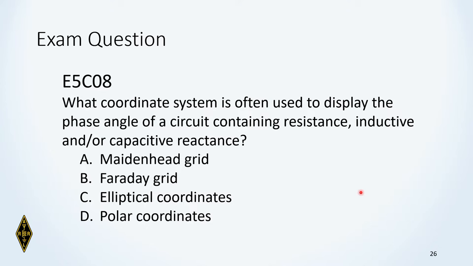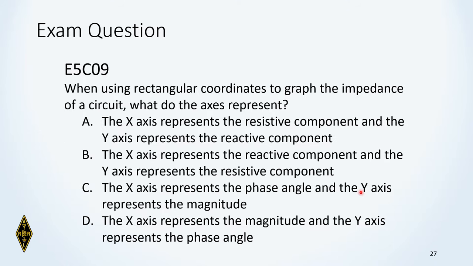What coordinate system is often used to display the phase angle of a circuit containing resistance, inductive, and/or capacitive reactance? Delta. Yep, phase angle is always going to be polar. When using rectangular coordinates to graph the impedance of a circuit, what do the axes represent?